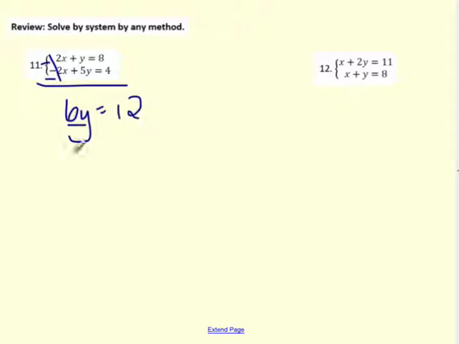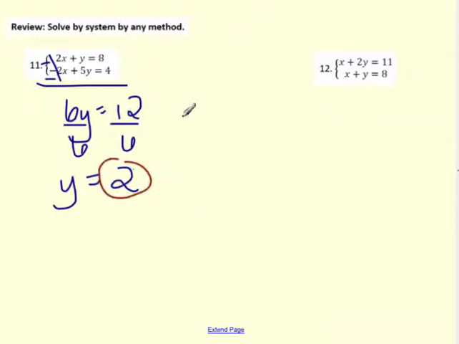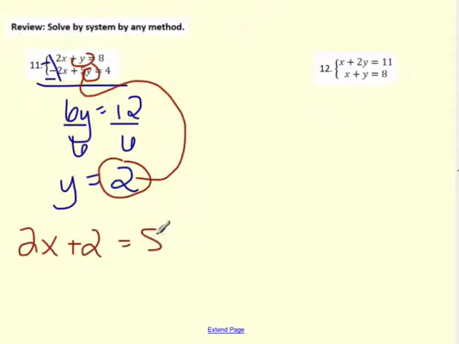So now to solve for y, we need to divide both sides by 6. So for number 11, you end up getting y is equal to 2. So now we know that y is equal to 2. Where I see y up here, I can plug in 2. I'm just going to plug it into the first one. Remember, it doesn't matter which one you plug it into. So now I'm taking y out completely, and I'm putting 2 in instead.